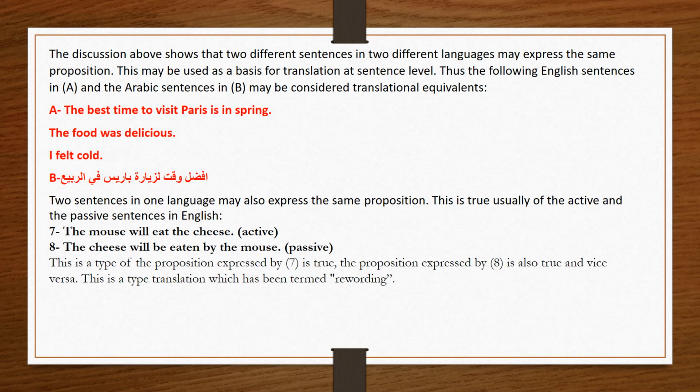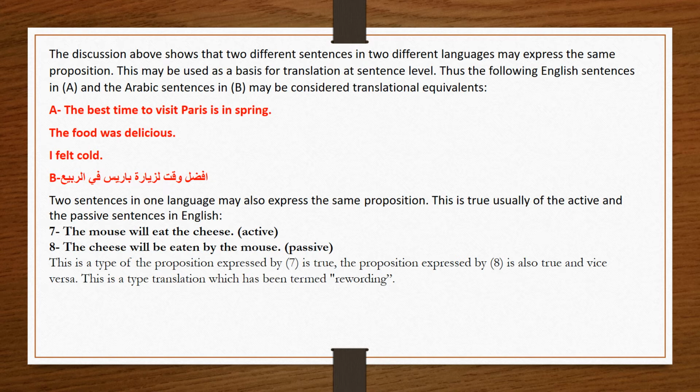Two sentences in one language may also express the same proposition. يعني جملتين في لغة واحدة ممكن أن تعبر عن نفس القضية. This is usually true of the active and the passive sentences in English. Passive and active, as you know. Let's see here: The mouse will eat the cheese. Here we have the active, because the subject is well known. And we have the passive: The cheese will be eaten by the mouse. This is passive. Okay, the proposition expressed by 7 is true, and the proposition expressed by 8 is also true, and vice versa. This is a type of translation which has been termed rewording. Okay, as you see here, we have two sentences in one language that may also express the same proposition.